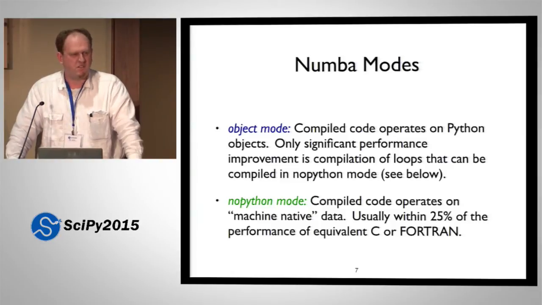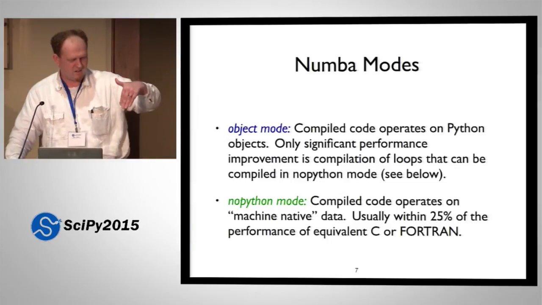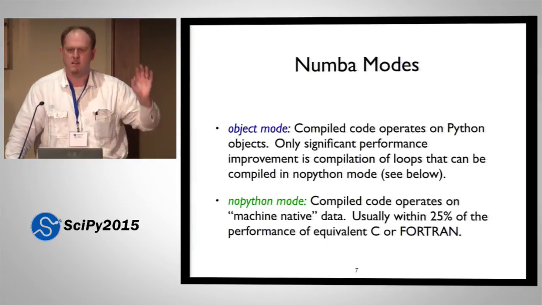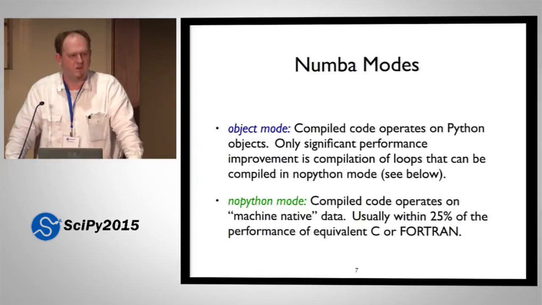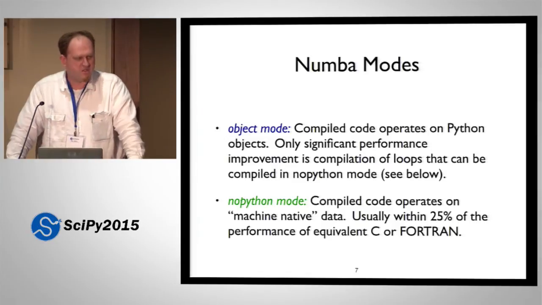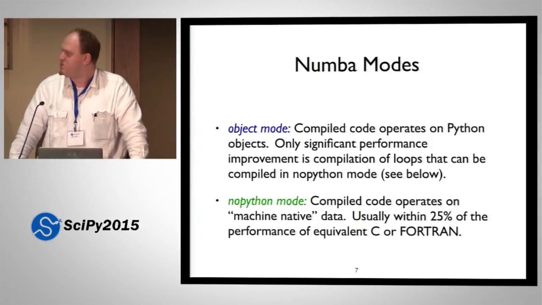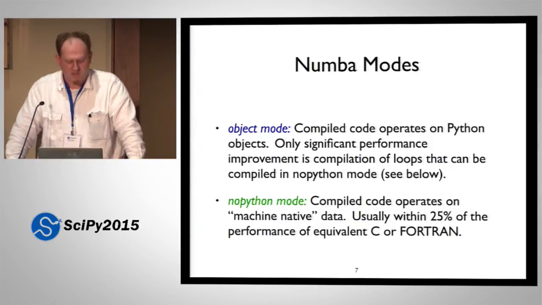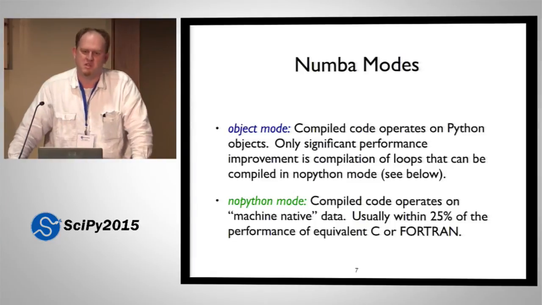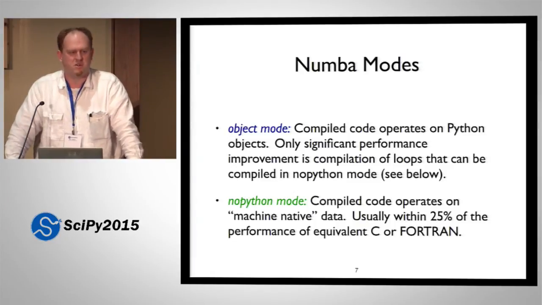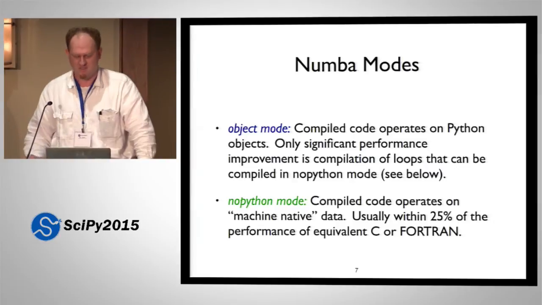No Python mode is really the thing most people care about. This means that your compiled function, once you enter into the function, all the Python objects are gone. It's just native machine types all the way down. And we usually find that generated code in no Python mode is within about 25%, as Jake mentioned, of C or Fortran. That 25% really bothers us. Best way to get our attention is to post a blog post about how Numba is slightly slower than your Fortran code, and then we'll obsess over it and try and figure out how to fix it.